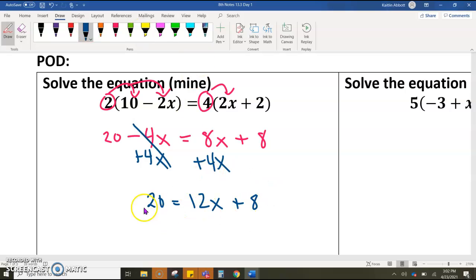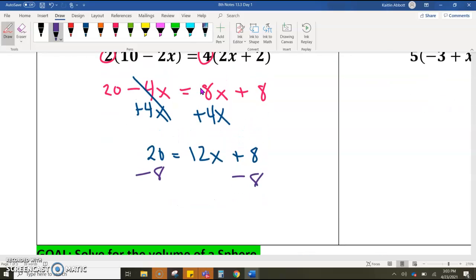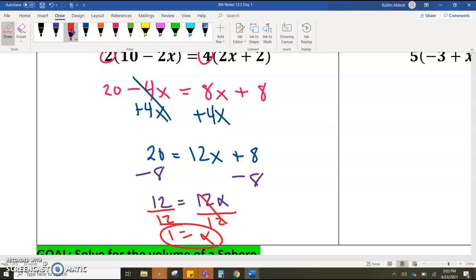This might look a little more familiar for you. We need to get rid of the 8 because we want this x all by itself. I'm going to subtract 8 from both sides. 20 minus 8 is going to get us 12 equals 12x. Some of you might be able to already see the answer. I'm going to divide by 12 on both sides. And we are left with x over here, and 12 divided by 12 is 1. We get x equals 1.